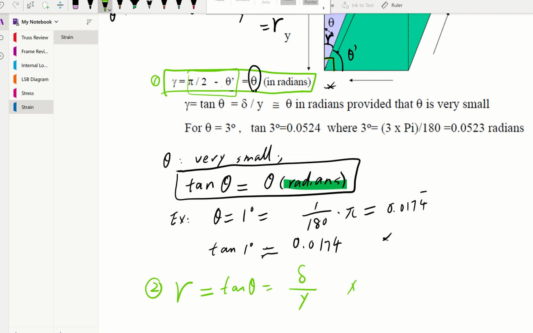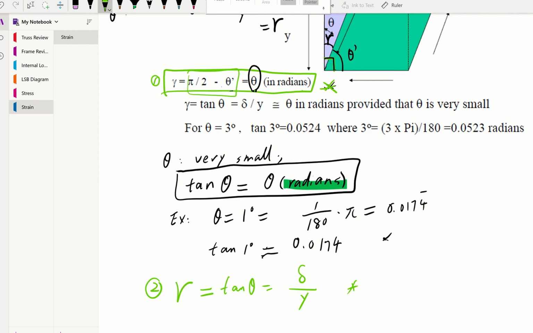So that's our second expression for gamma. Which one do we use? Either one works, and choose the one that's the simplest for that particular problem. Okay, so that's what we have for the strain concept.